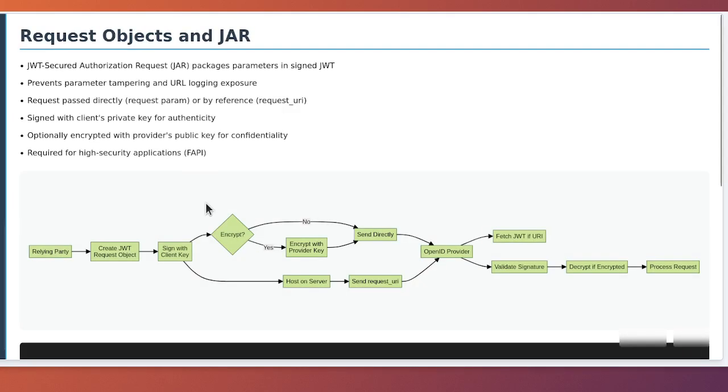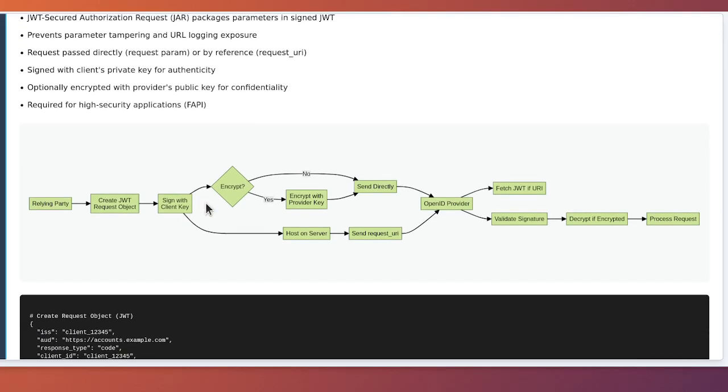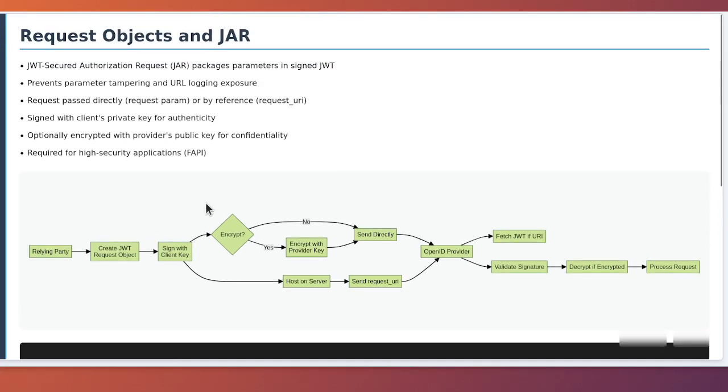Request objects and JAR. Request objects represent an advanced feature of OpenID Connect that addresses security and privacy concerns associated with passing authentication parameters in URL query strings. When using the standard authorization endpoint, all request parameters, including scopes, redirect URIs, and state values, are visible in the URL. This creates several problems.